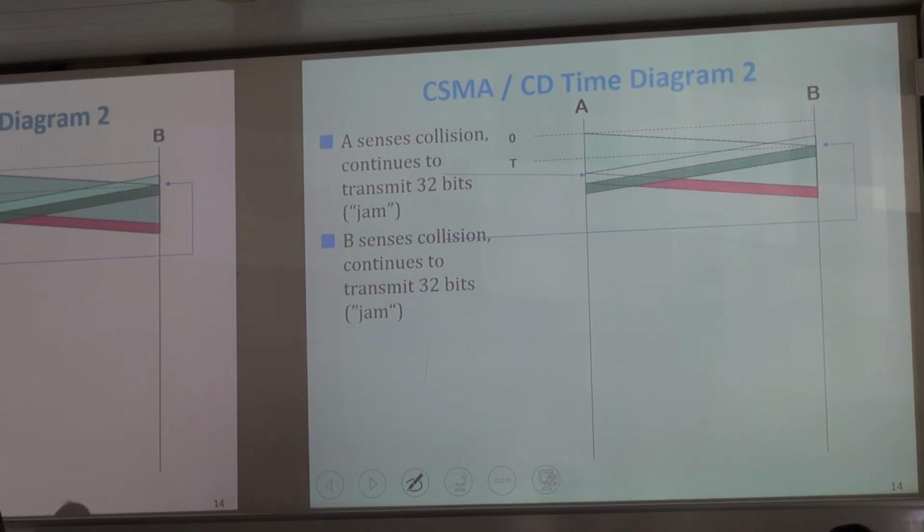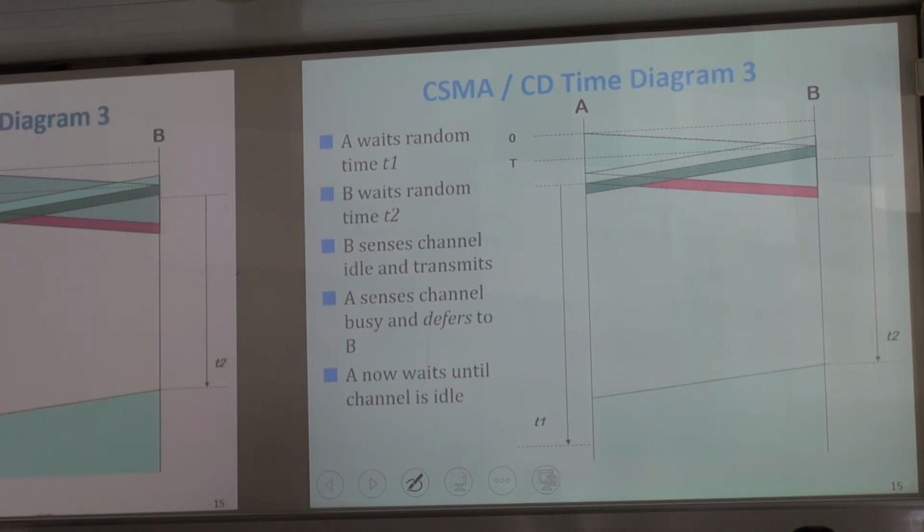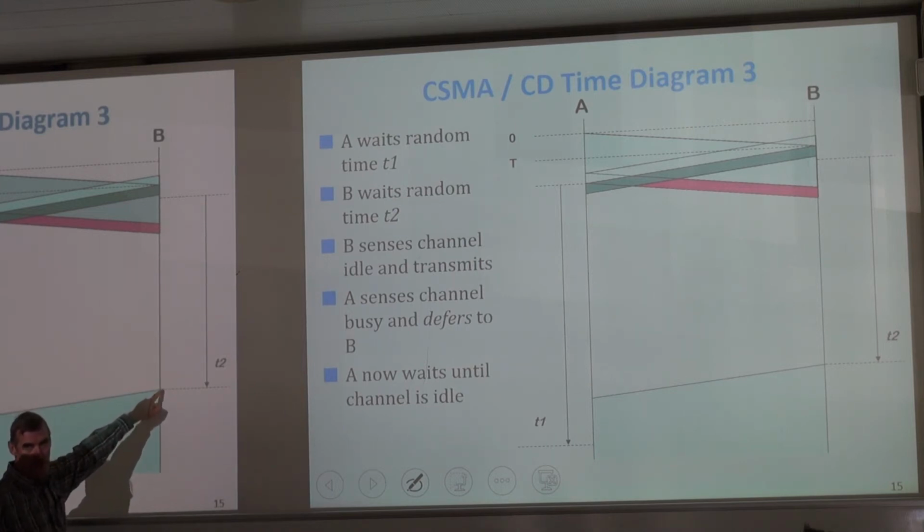So B will do the same thing. B detects the collision very shortly after sending and sends a signal that's long enough to make sure everybody detects it. That's CSMA/CD. So both have sensed that their attempt has failed. Then the rest is as before. You draw a random timer and you try again while continuing to listen. So for example, assume here A has drawn timer T1 and B has drawn timer T2. Whoever fires first will try again.